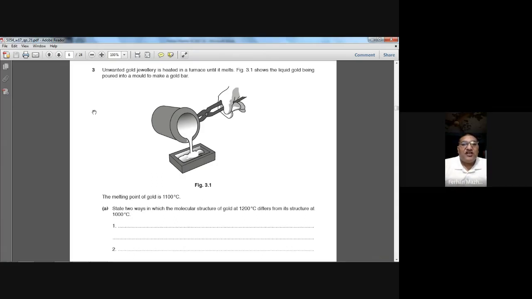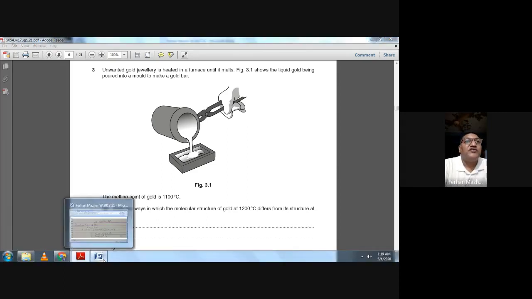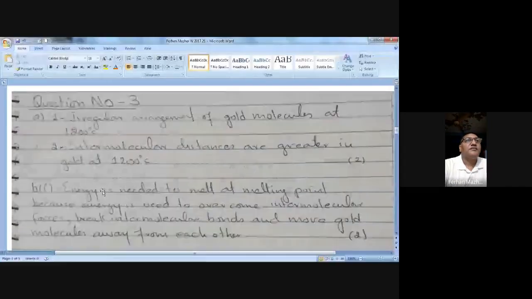The rest of the question is the all-time famous question: what is the difference between the molecular structure of a solid and liquid, or liquid and solid. So I have written this answer. You have to state two differences. Okay, question number 3, A part, the answer is on your screen. I hope you can see it.